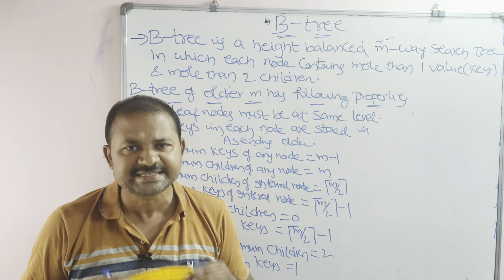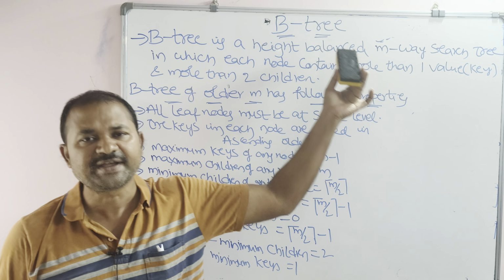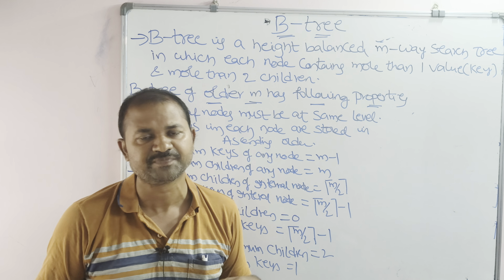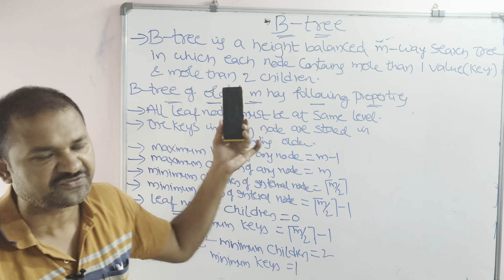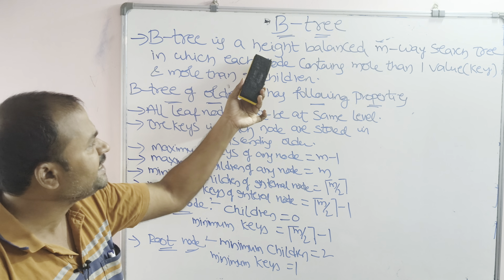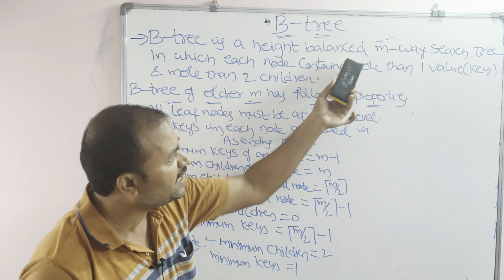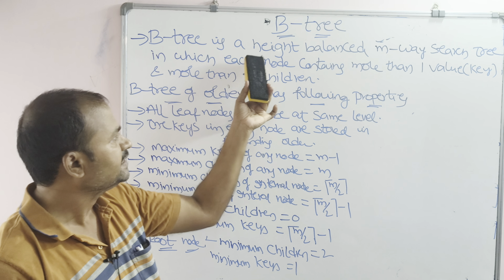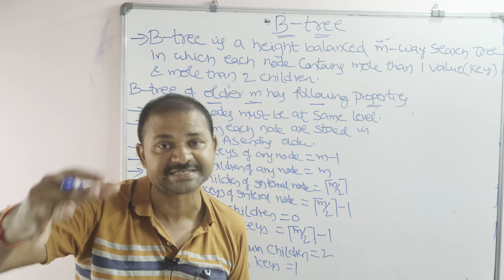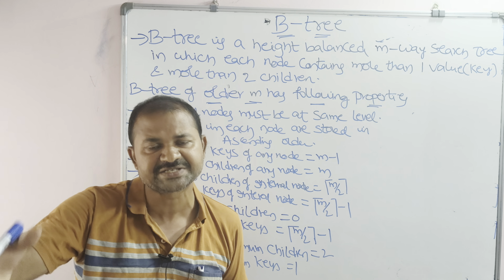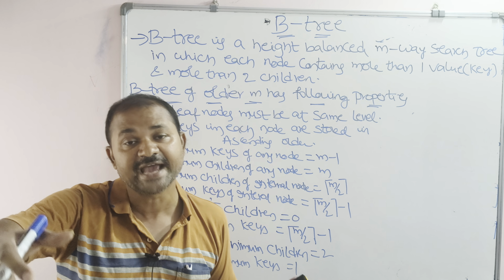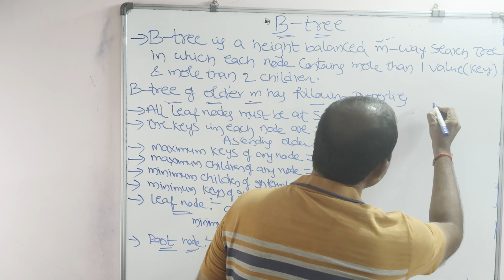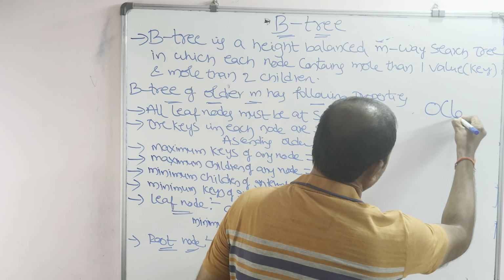Now let us discuss what is a B tree and the properties of the B tree. First, let's see the definition of the B tree. A B tree is a height balanced M-way search tree. So here the tree height is balanced. Balanced means the height is as small as possible.